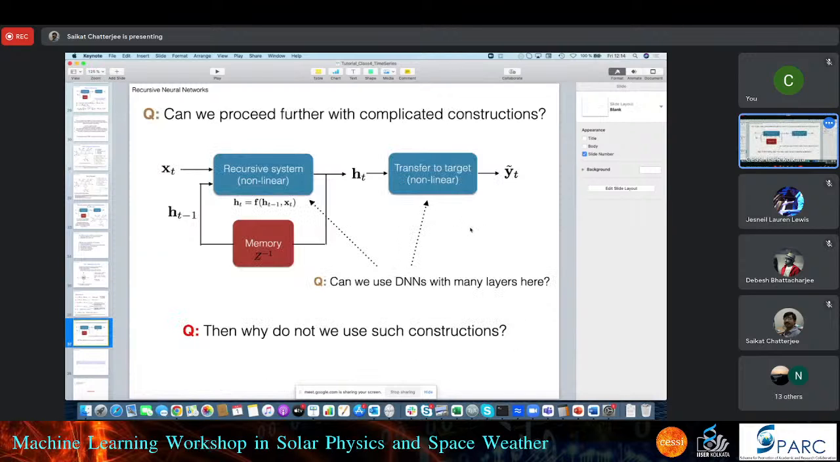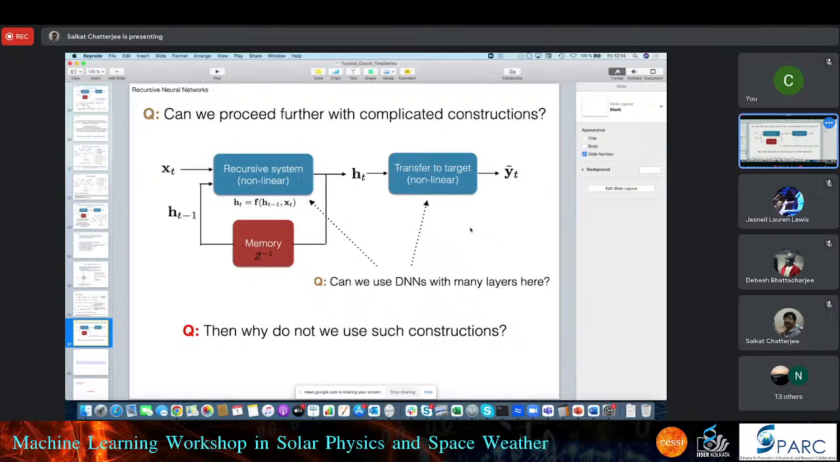So, can I proceed further with complicated constructions like, instead of these gates, which basically give you some kind of interpretation of how to bring in memory? But let's say that I would like to be completely data driven and do not know how to bring in this kind of domain knowledge. Then I will use directly deep neural networks with many, many layers and fit in there and learn the whole thing if my data permits, right?